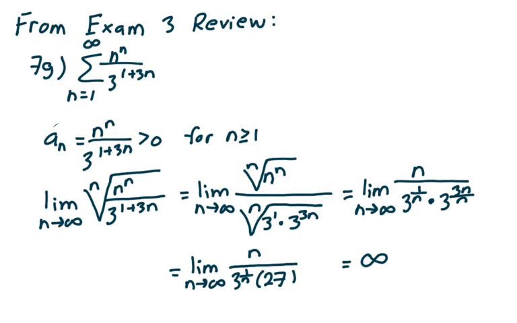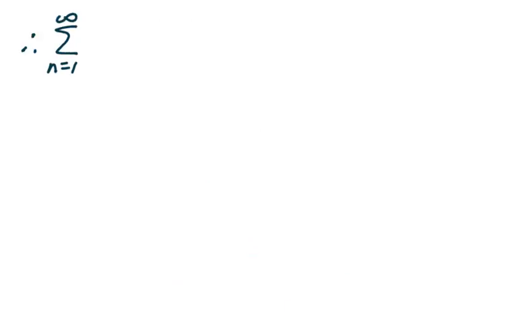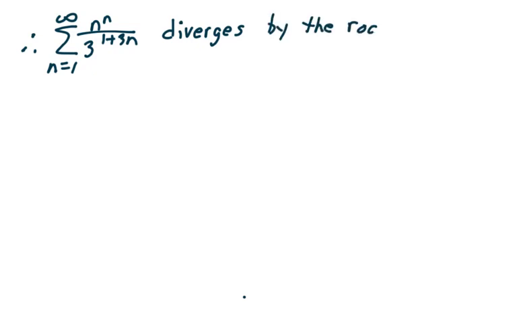And so what that's going to tell me is that the summation from n equal 1 to infinity of, and if we look back, it's n to the n over 3 to the 1 plus 3n, diverges by the root test. And that's how we do 7G.